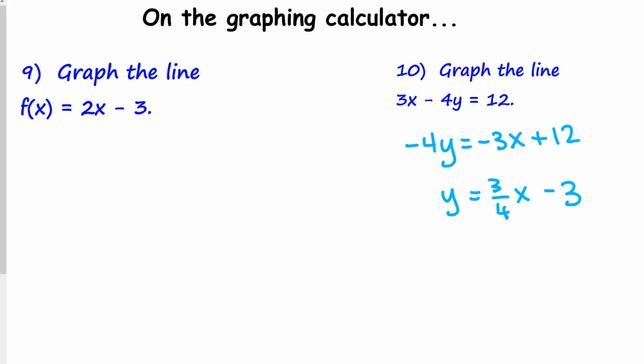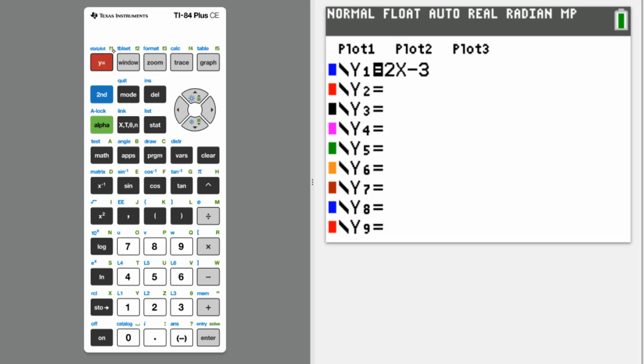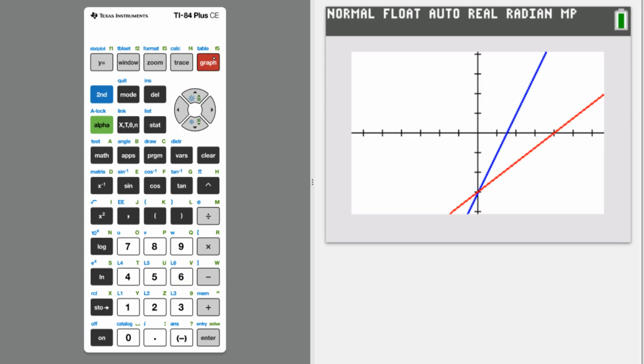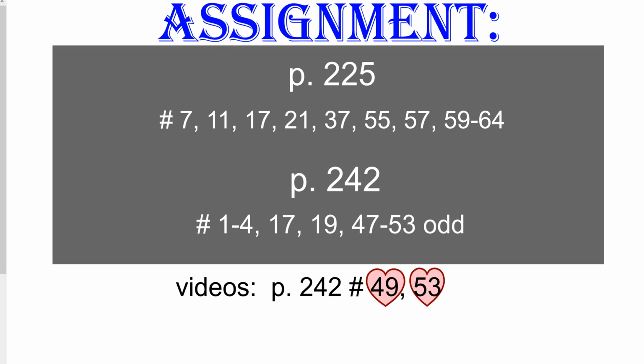Now let's go ahead and do y equals 3/4 x minus 3. Same idea. You can go back to y equals. Let's say you wanted to look at them at the same time. Then you can just go down to y2. So we have 3/4 times x minus 3. And I'm going to press graph. I think the window is going to work for either one. Notice that those 2 lines intersect because they had the same y-intercept, so they intersect there at that point. All right, so that's our review of all things linear, and here's our assignment.